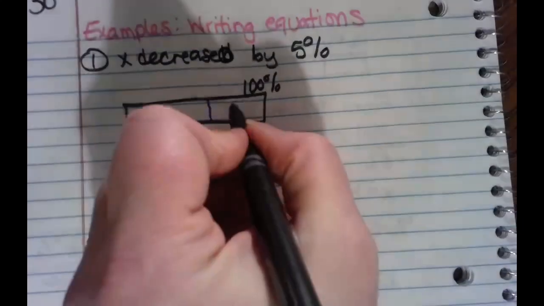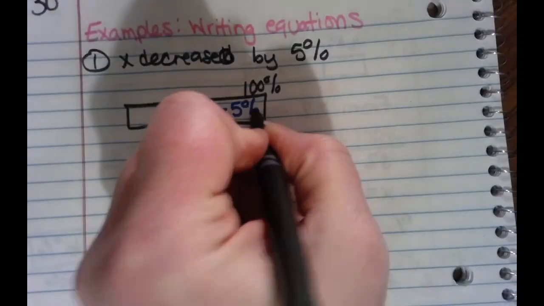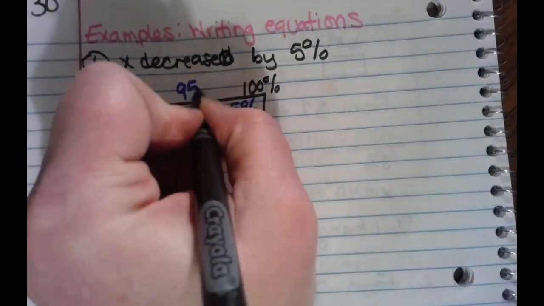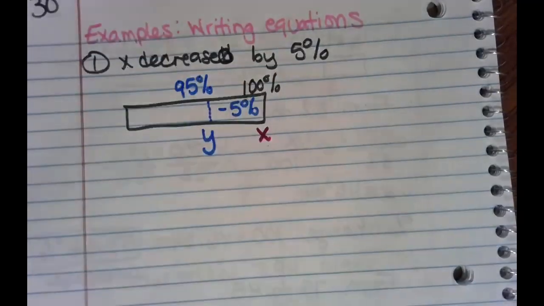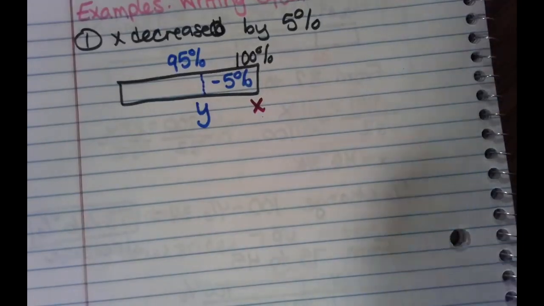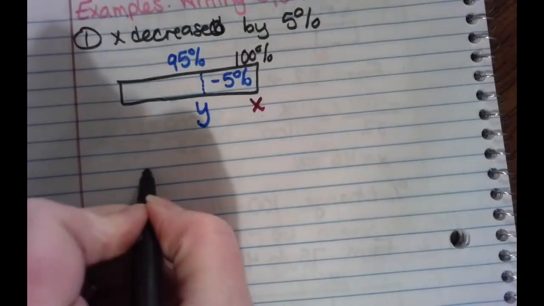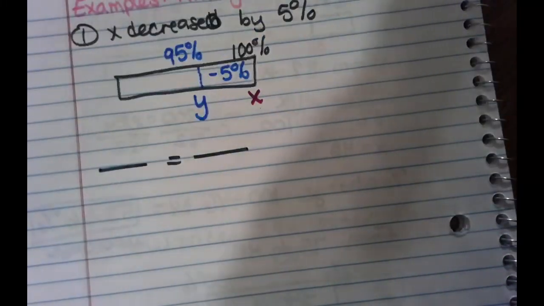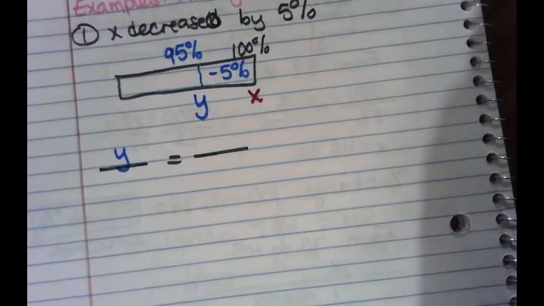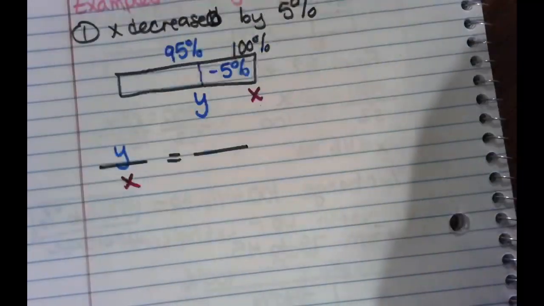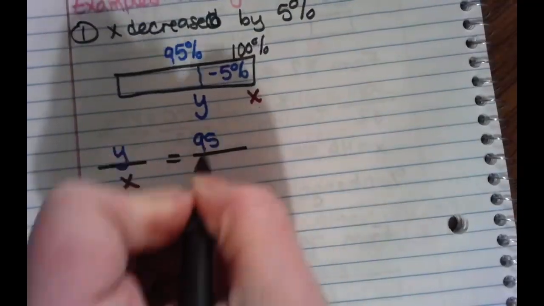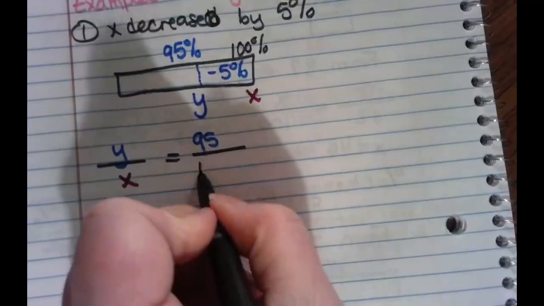So we know that it decreases by 5%. So what percent are we ending at? We're ending at 95%. Okay, and so then this is how we can write this equation. We start by setting up our proportion, and we've done it this way 100 times, right? New over original equals percent over 100.